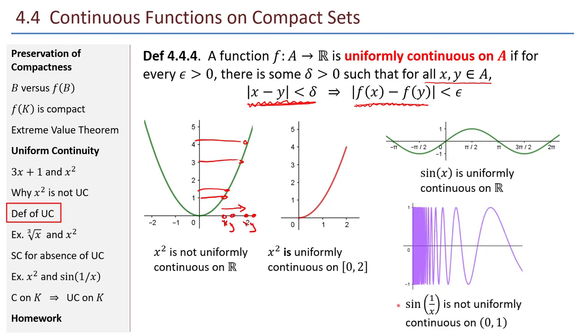The function sine of 1 over x is not uniformly continuous. And again, thinking about slopes, we have this sense that as I move from the right to the left, the slopes of this function are becoming arbitrarily large.